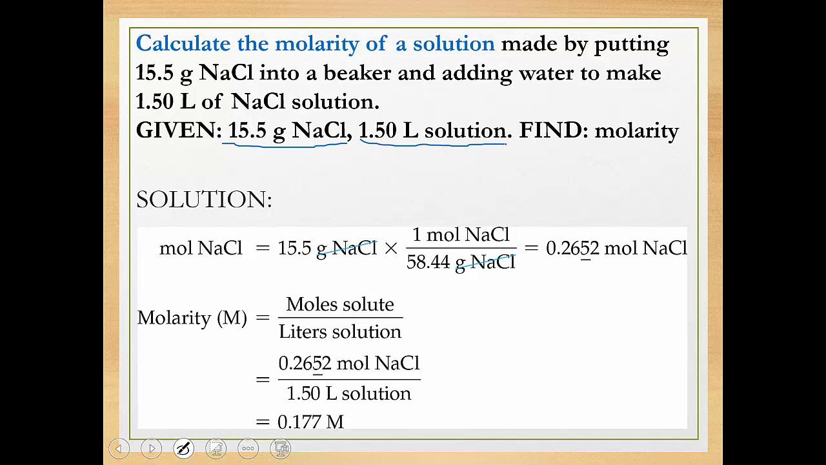They didn't say that they added 1.5 liters of water. That's the total volume of solution. We want to use that to find the molarity. So what we need is the moles of solute. We've got grams, so we're going to have to convert that to moles.